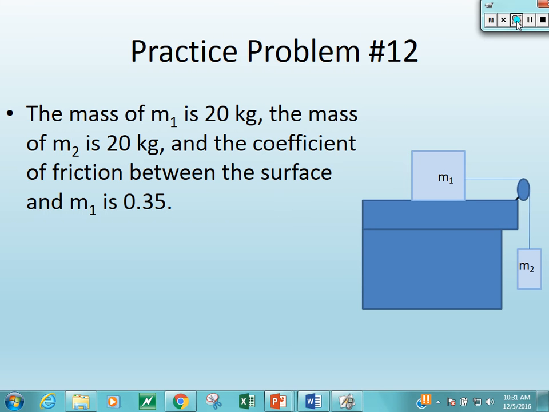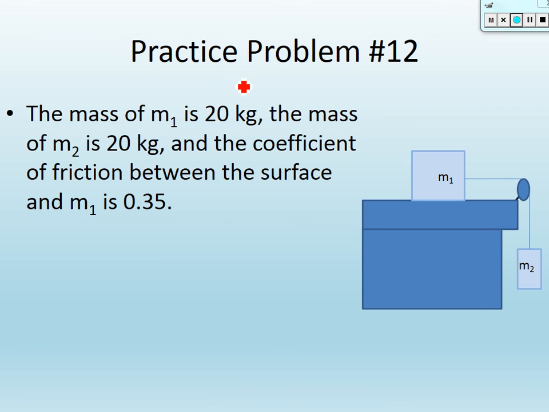Okay, so let's see if you guys got this one correct. M1 is 20 kg, so let's put that in the actual block over here. And M2 is 20 kg. And the coefficient of friction between M1 and the table, mu, was equal to 0.35. Okay, step 1 is to do the free body diagram for each of them.